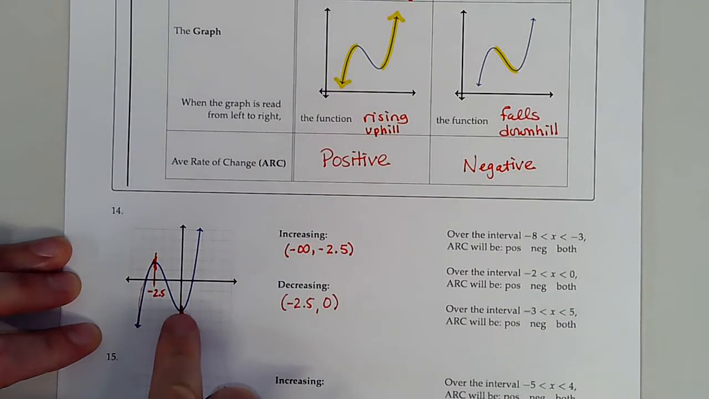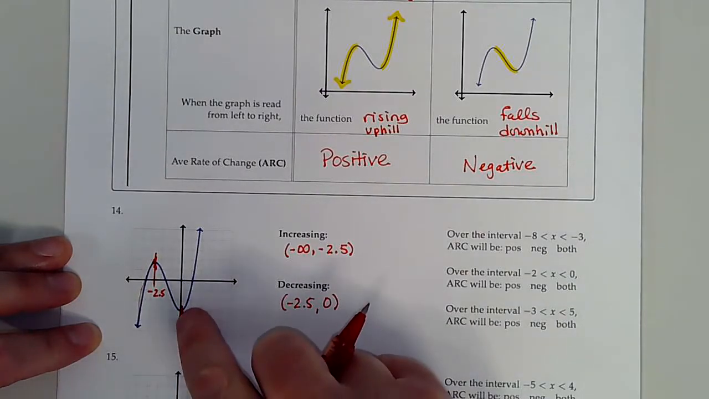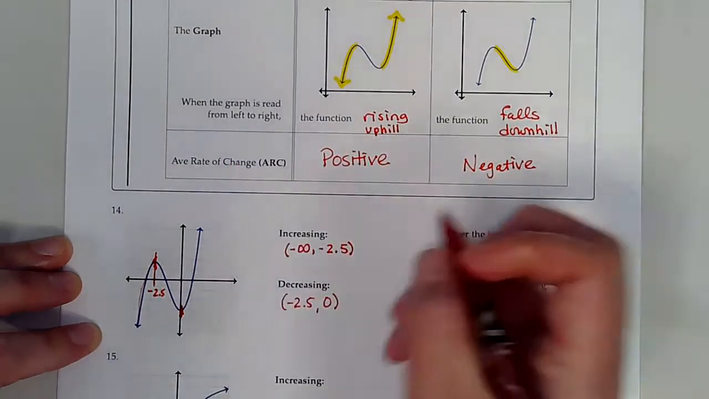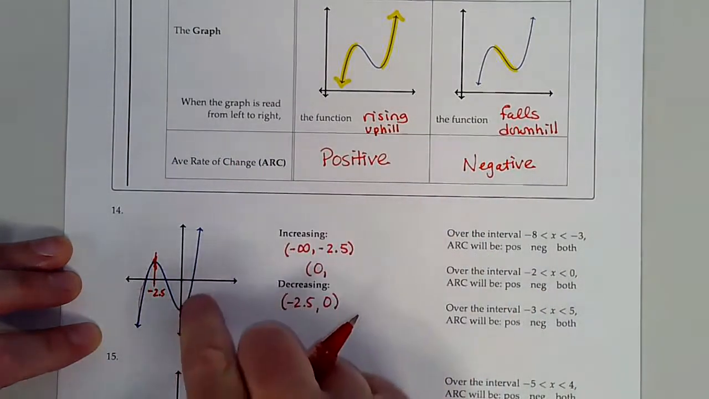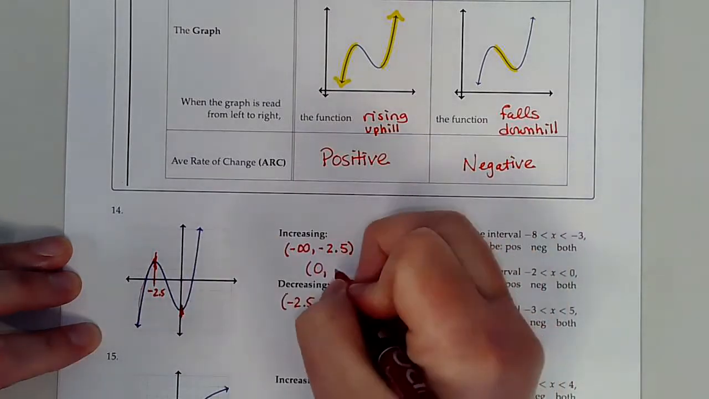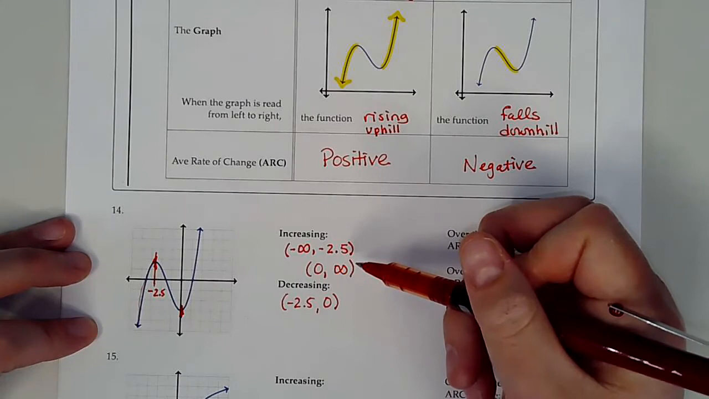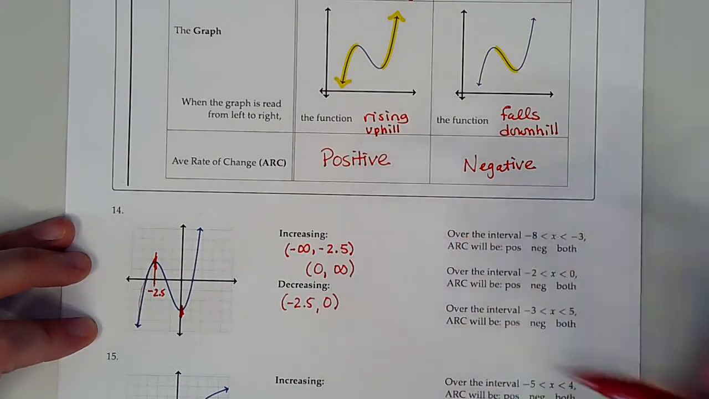This is where x is equal to 0. After x is equal to 0, the function is going uphill again. So from 0, and this has an arrow on it, so it'll go to positive infinity. And so we have two intervals where this function is increasing and one where it's decreasing.